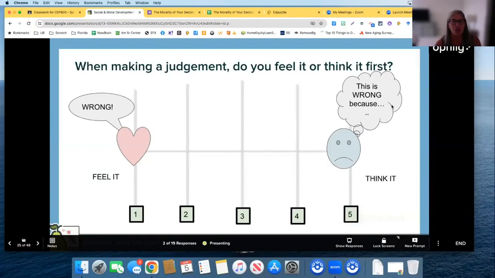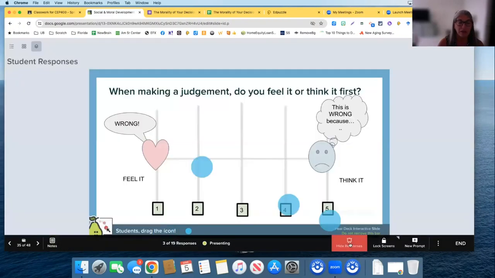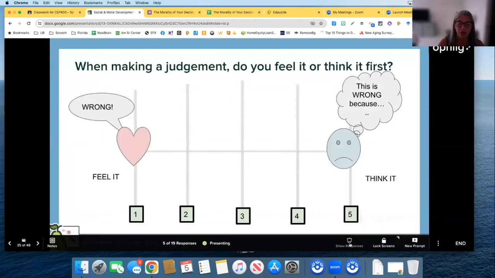So when making a judgment, we're all different. We're not the same. Some of us are more feelers and some of us more thinkers. Where are you on this continuum? When making a judgment, do you feel it first? Someone cuts you off. Do you feel it's wrong, or do you think it's wrong? Where are you on this? So put your dot where you are, and let's see where the class is. Just drag your dot onto one of those lines.